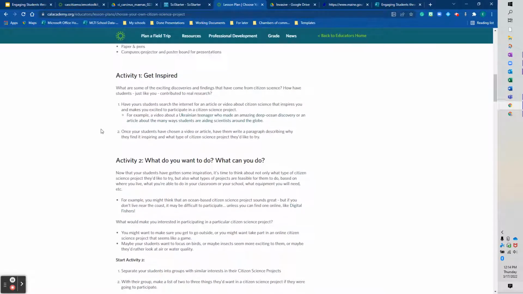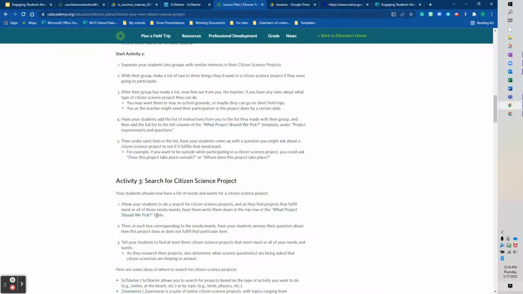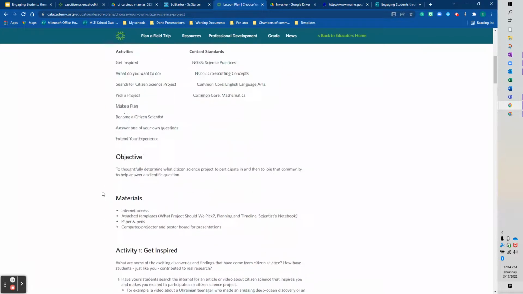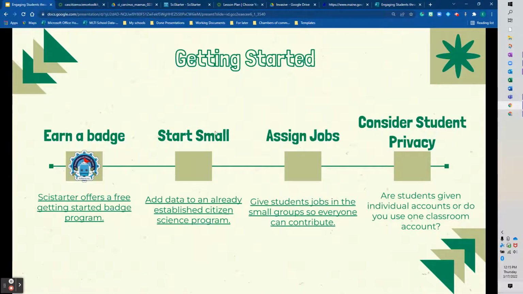It gets you started on how to begin, right? What do you do next with your students, right? It's literally a lesson plan to walk you through how to get started being a citizen scientist. It's a fantastic resource. I like it. I really found it to be very helpful. And really can get you started on moving citizen science into your classroom.